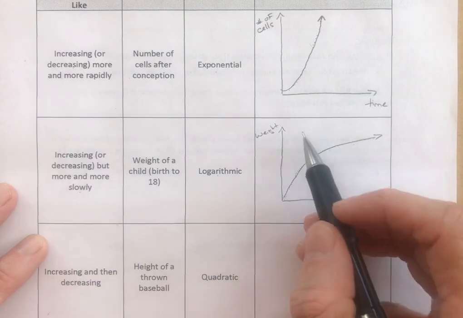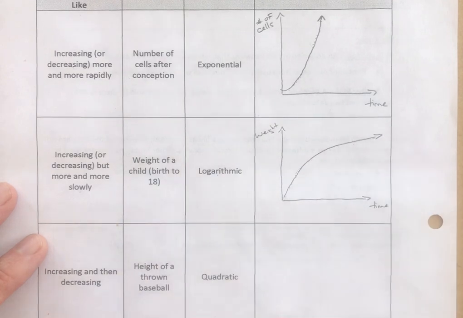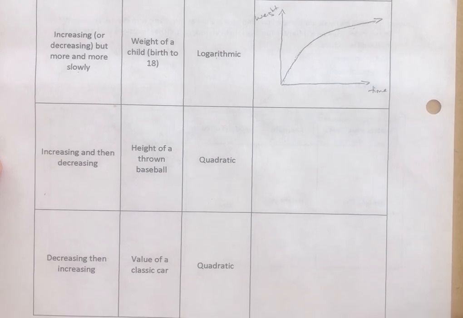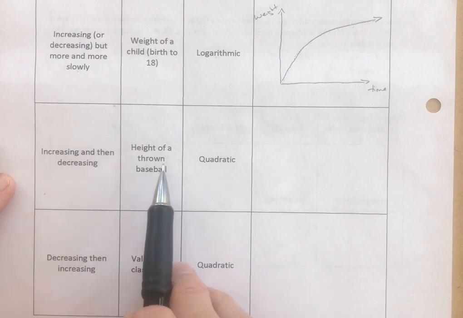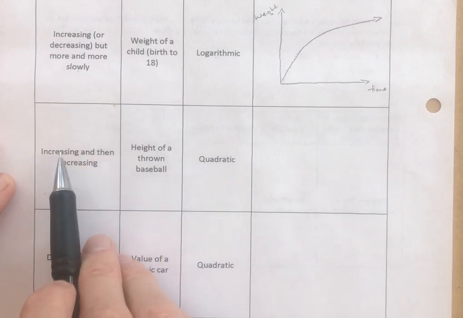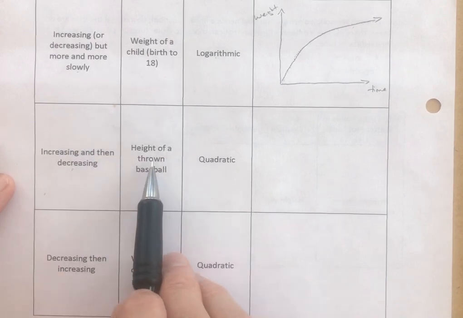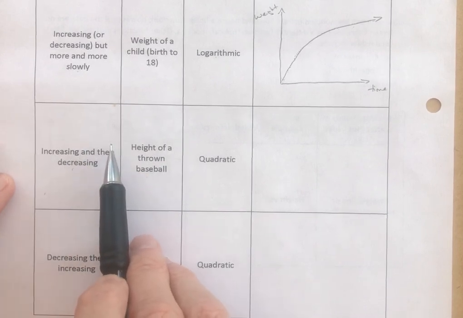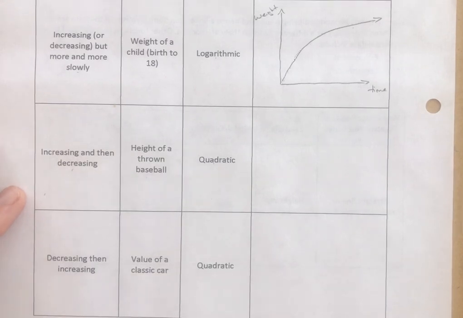It could also be the opposite, where it drops and then slows down, but we usually see it in this format here. The last one is quadratic, and I'll do 2 examples for quadratic. Misspoke there. One example is an increasing and then decreasing situation. For example, the height of a thrown baseball. Okay, you throw a baseball, it goes up, it hits a peak, and then it comes back down, obviously either to the ground or to the other person's glove you're playing catch with. And this can be modeled by a quadratic function.